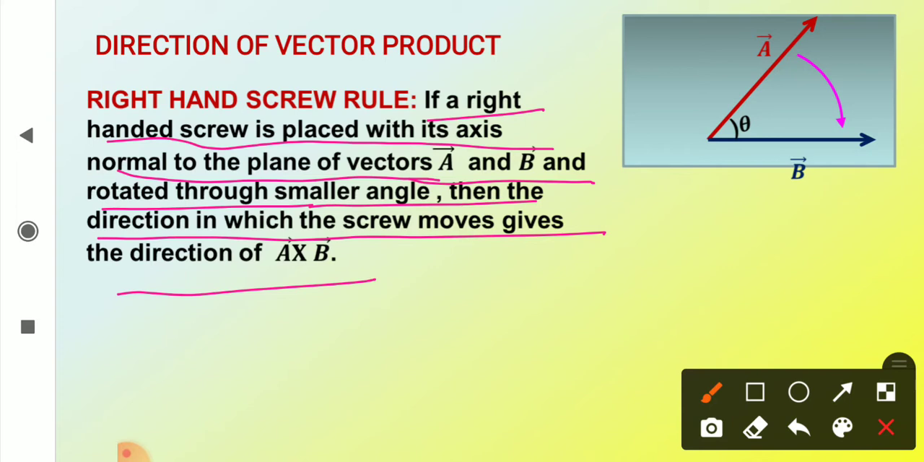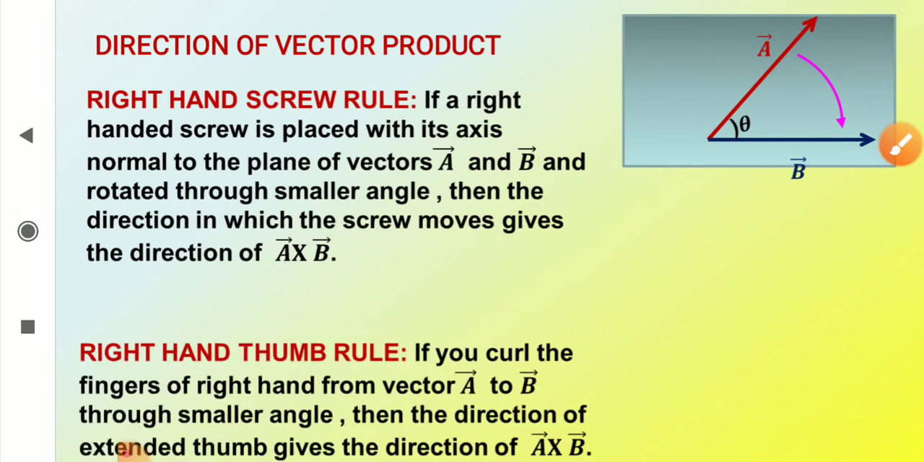B, right? So it's very important कि हमको स्क्रू मूव करना है स्मॉलर एंगल के लिए और फर्स्ट वेक्टर से सेकंड वेक्टर की तरफ. Like if it is A cross B, I will start at A and then move to B. उल्टा नहीं कर सकते आप. अगर B से A की तरफ जाएंगे तो आपका स्क्रू बाहर आएगा और वेक्टर की डायरेक्शन चेंज हो जाएगी.